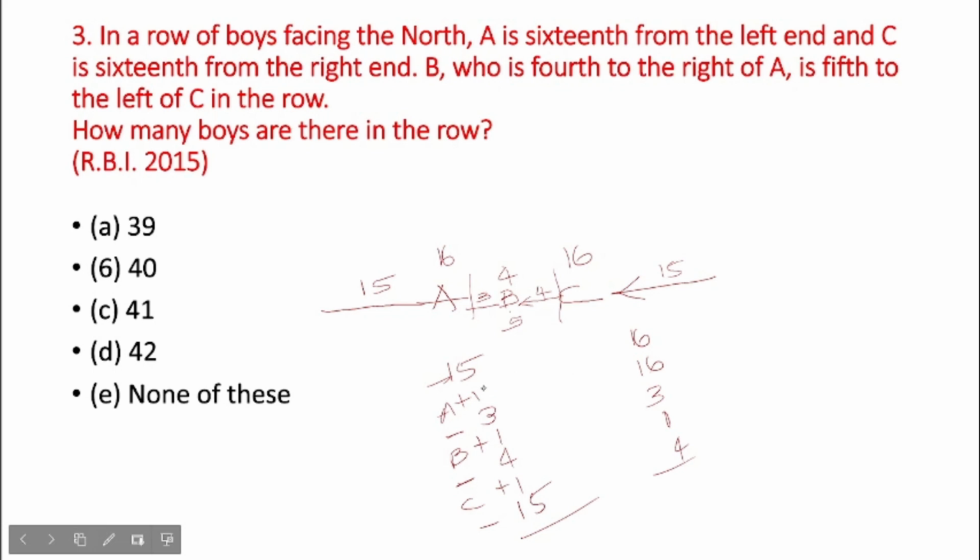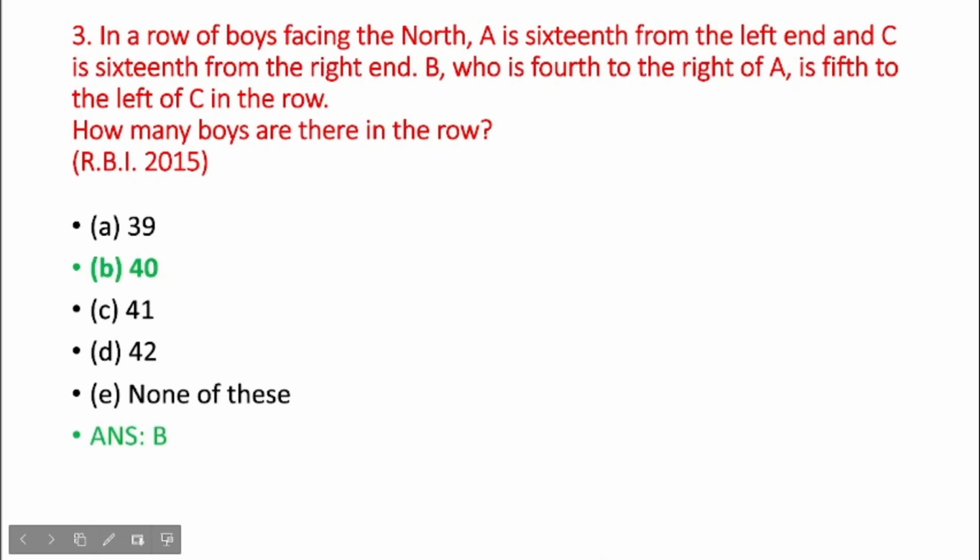So total how many people? 5, 6, 7, 8, 9, 10. 10 plus 4, 14 plus 6, 20. Here 1, 2, 4, 40. So the answer would be 40. 16, 16, 32, 32 plus 3, 35, 35 plus 5, 40. So both will get the answer 40.